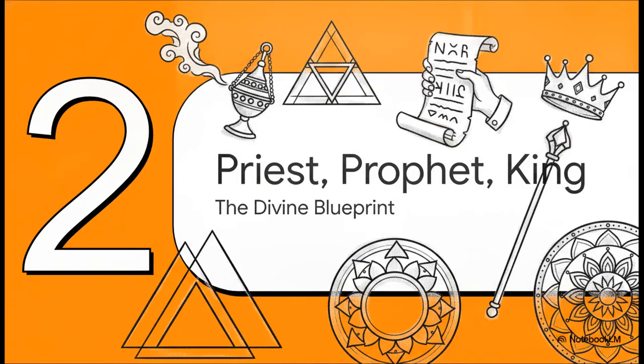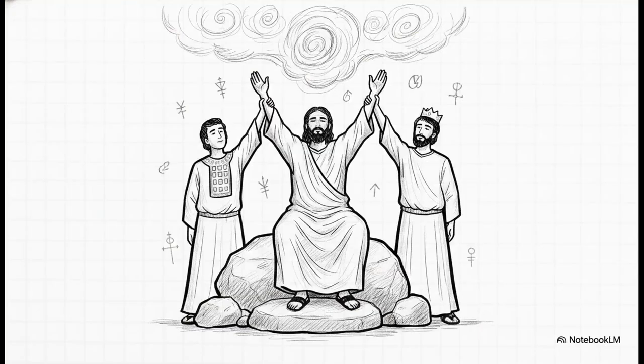Which leads us perfectly into Section 2, Priest, Prophet, and King, the Divine Blueprint. Let's see exactly how these triads build a highly functional structural blueprint based on those ancient offices. This whole concept is brilliantly illustrated in Exodus chapter 17. During an attack, Moses, the prophet, sits centrally on a stone. It's almost like a miniature mountaintop throne, right?